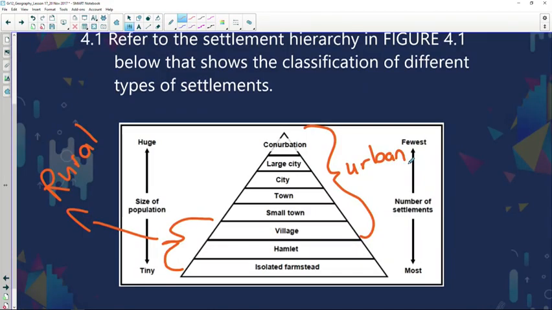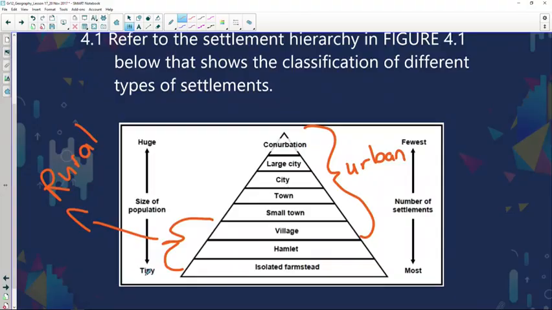But pay attention next to this figure. As you can see, the size of the population is tiny where the farmstead is. A conurbation is huge, with more than a million people living there. And if you look at the number of settlements, there will be more isolated farmsteads, especially in rural areas. The conurbation, for instance, is only 1 in the whole of South Africa. But let's go and have a look at the questions.